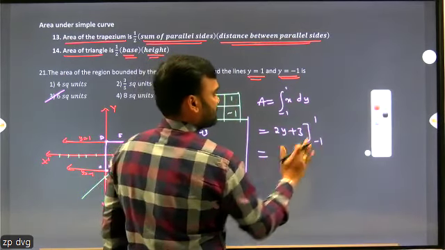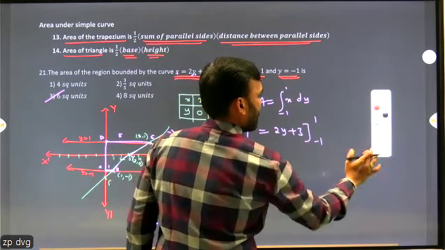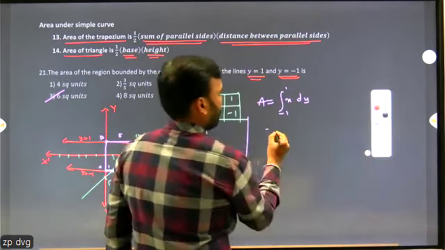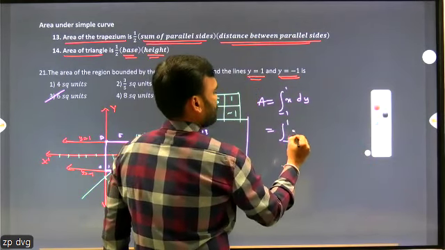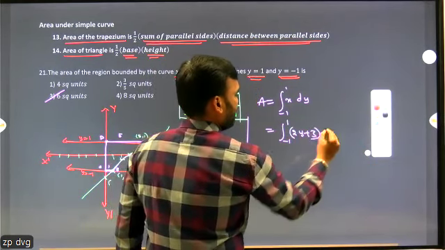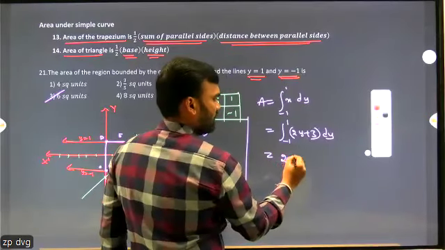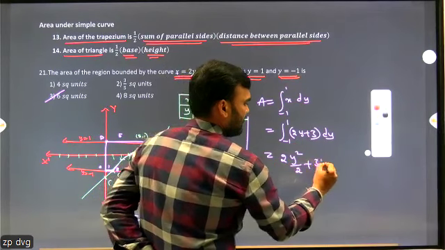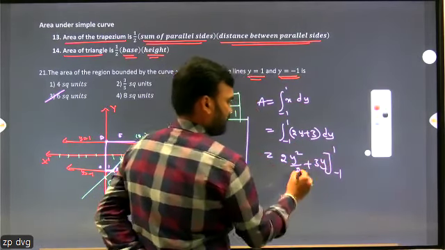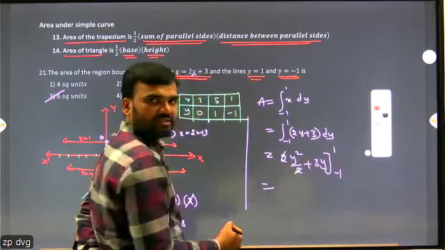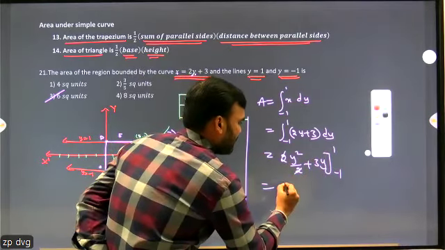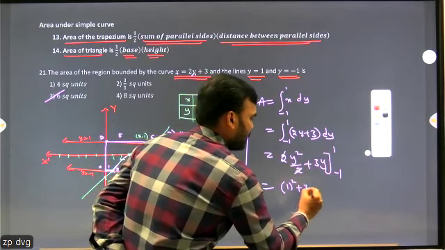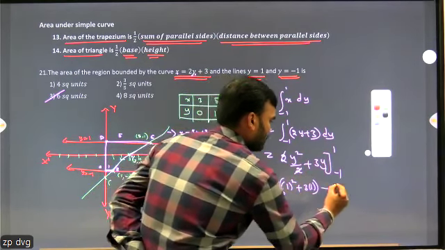Now we get the integral from -1 to 1 of (2y plus 3) dy. The integral of 2y is 2 into y square by 2, plus 3y, from -1 to 1. The 2 gets cancelled. Upper limit minus lower limit: upper limit gives y square plus 3 into 1.